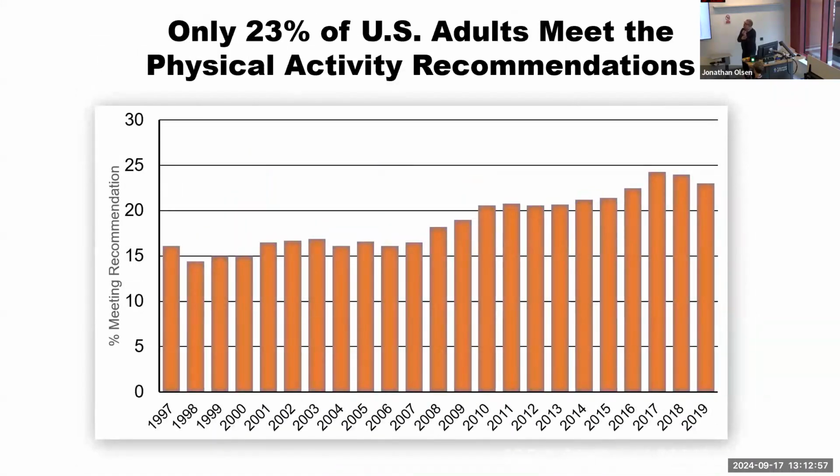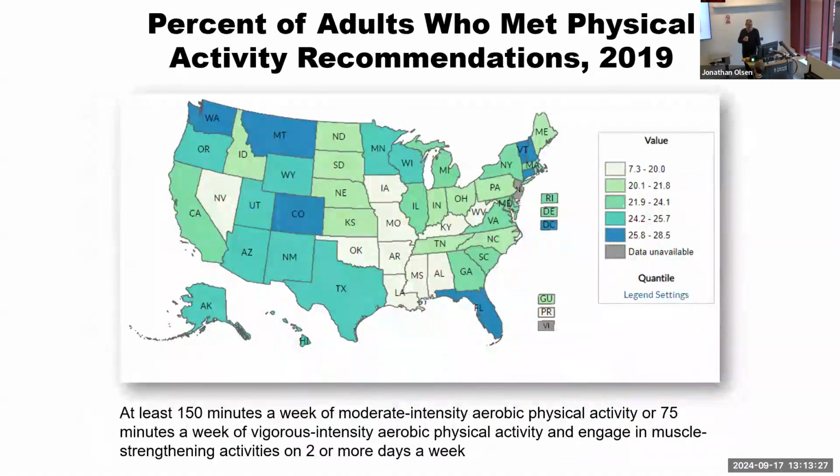Looking at physical activity, only 23% of US adults meet the physical activity recommendations. This is the graph going back to 1997. We've made such limited progress in getting people to achieve the physical activity recommendations in the United States. We peaked in 2017, almost getting 25% of the adult population engaging in physical activity that is enough to promote health.